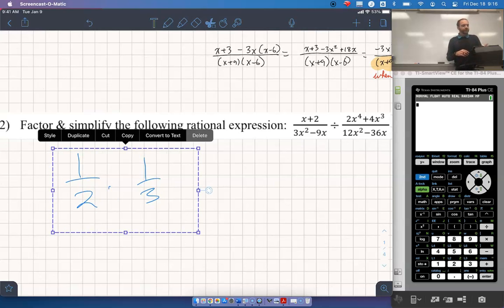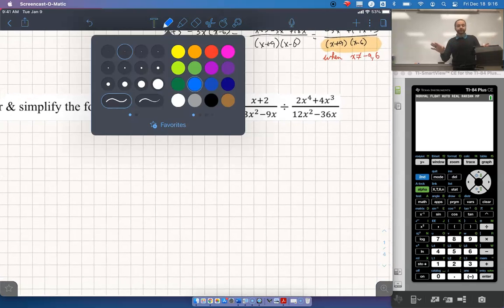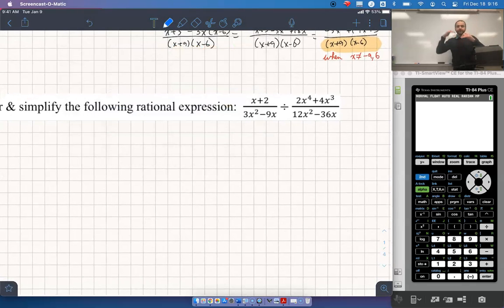So here we go. We're going to take a look. I'm just going to straight factor everything. I'm going to go numerator, denominator, and I'm going to factor it. So I'm going to write x plus 2, and I'm going to put it in parentheses just to make myself feel good. All right, and right here now, 3x squared minus 9x.